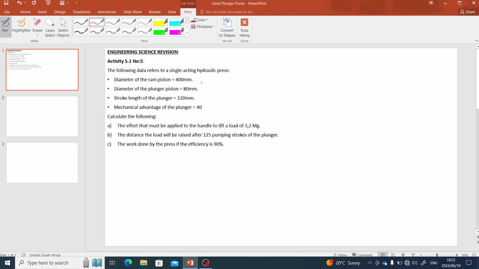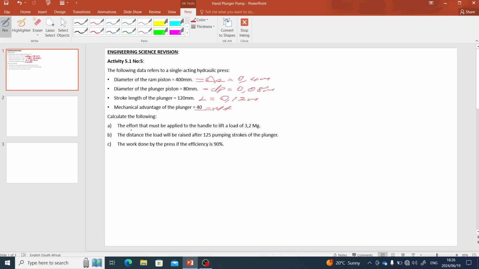So the diameter of the ram is given. The big D is given. Big R is given as 0.4 meters. Then the small d is given as 0.08 meters. We are given the stroke length, it is 0.12 meters. Then we are given the MA, mechanical advantage, as 40.